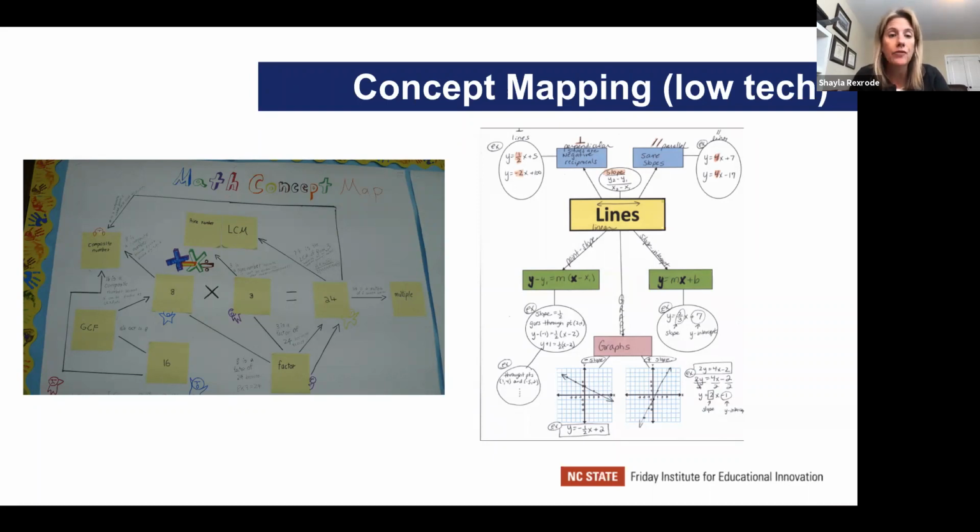So the one on the left is more of an elementary example. It looks like they're doing some math with lowest common denominators or multiples. And then the one on the right is a little bit more complex. So it looks like maybe the teacher gave an initial template and then the student wrote into the spaces their connections with lines.